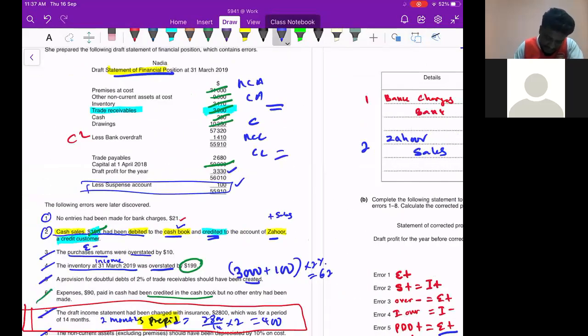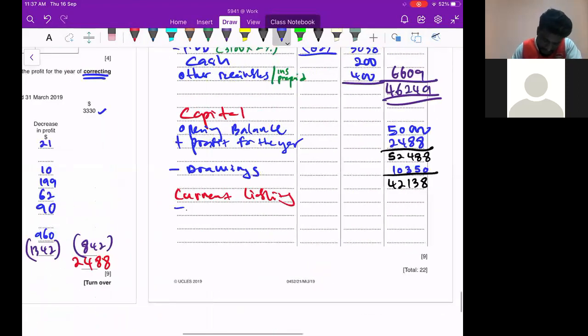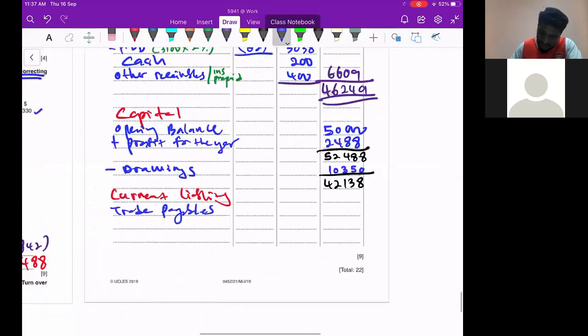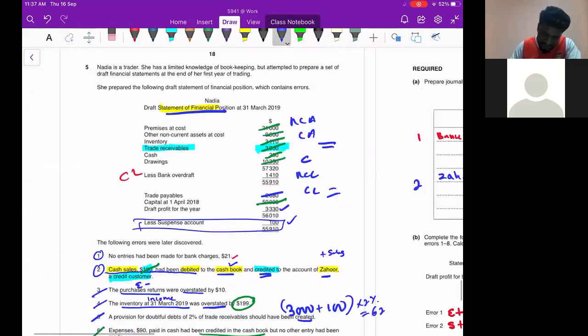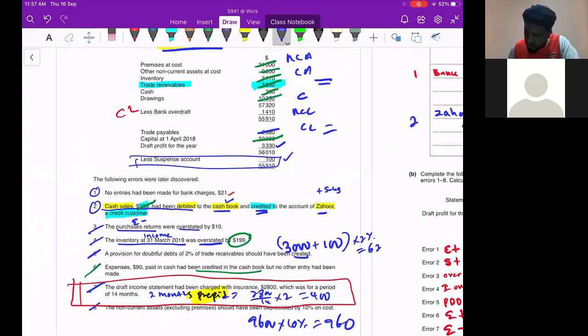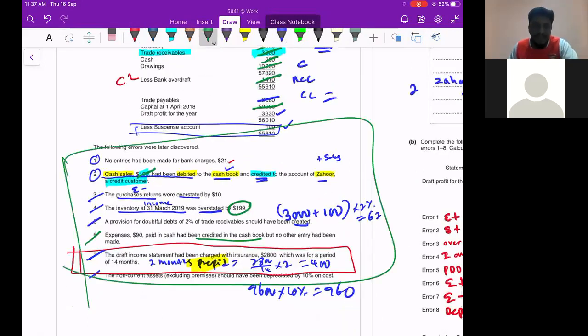The first one I can see is trade payable. We write the trade payable first. Trade payable is 2680, and then we have a bank overdraft. How much is the bank overdraft? Bank overdraft is 1410. But can you check, do you have anything related to bank here? Yes, no entry has been made for the bank charges.